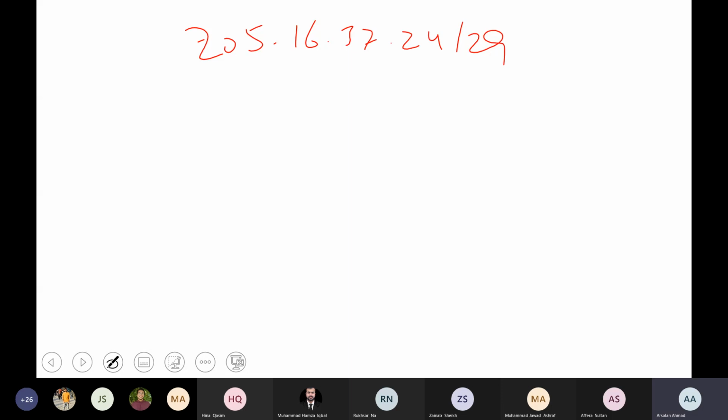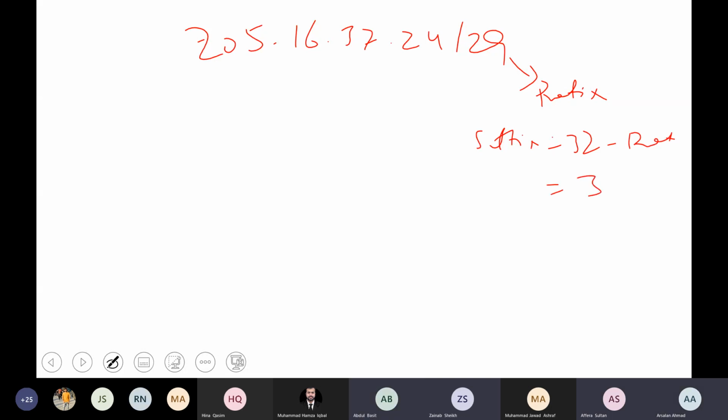The easiest way to calculate range is what? This is your prefix. Your suffix will be what? 32 minus 29, it becomes 3, sir. 3, which means the number of addresses in this block is 8, 2 to the power 3, 8. The easiest way to calculate is that you just add 7 over here.